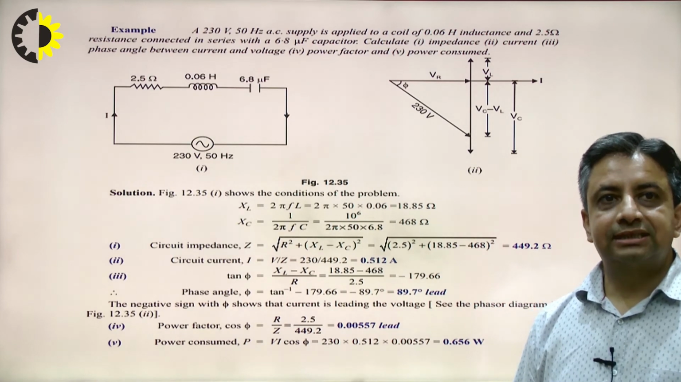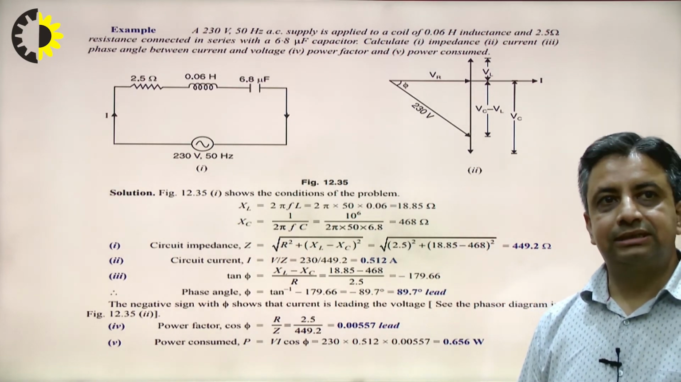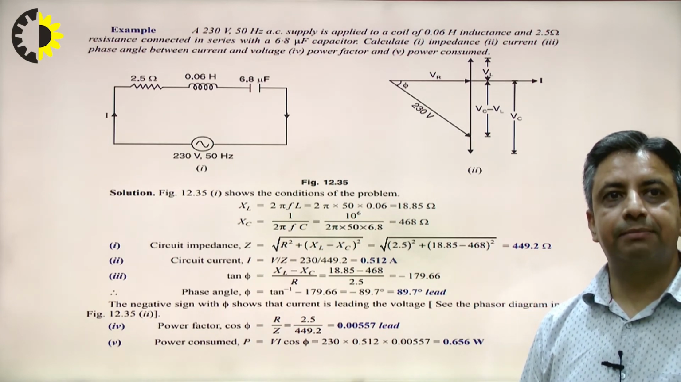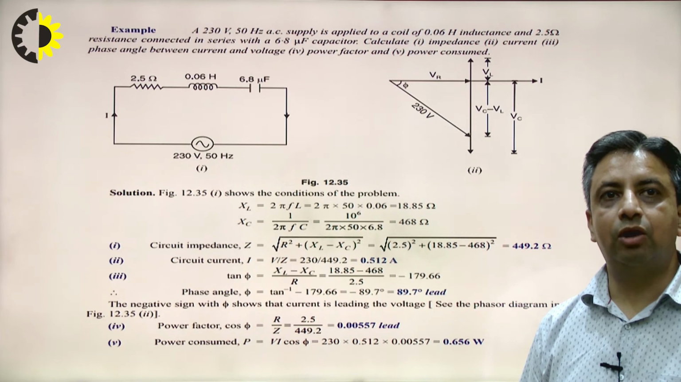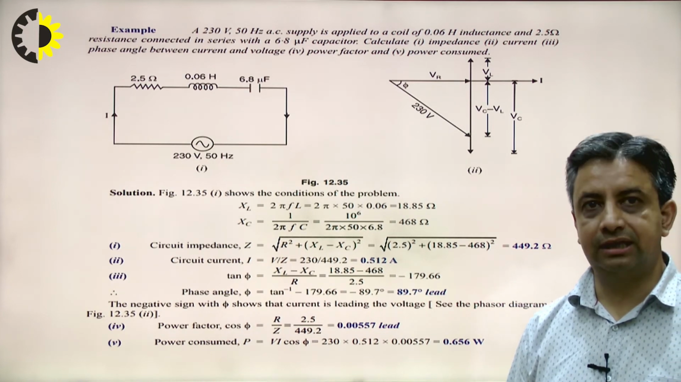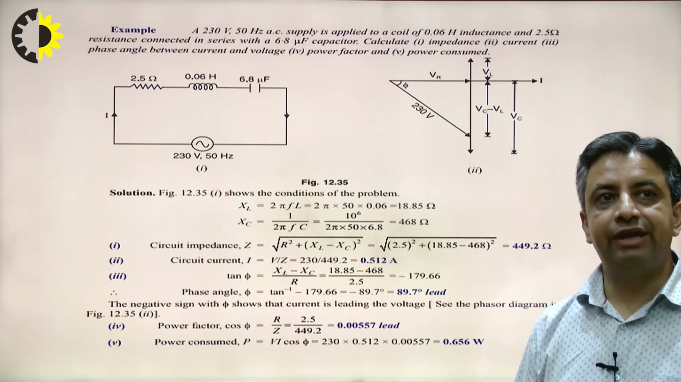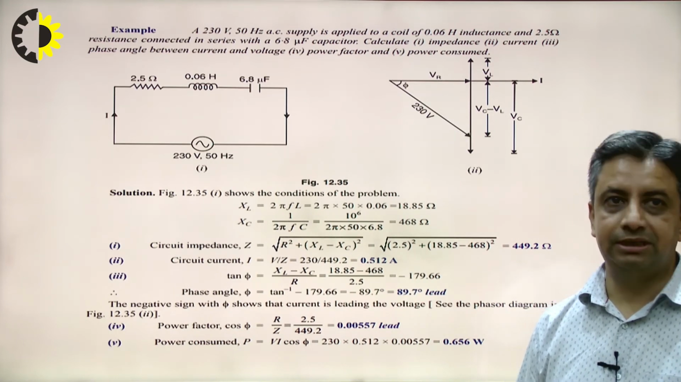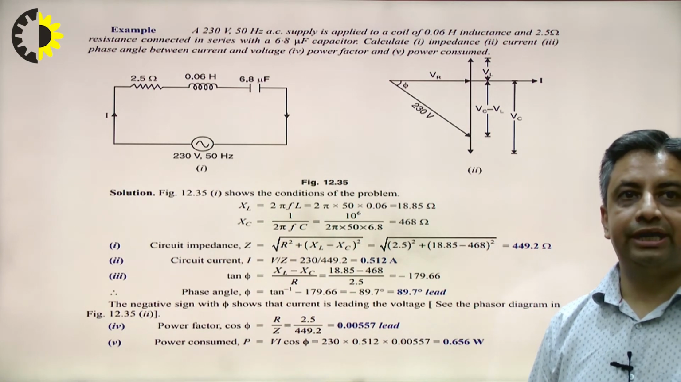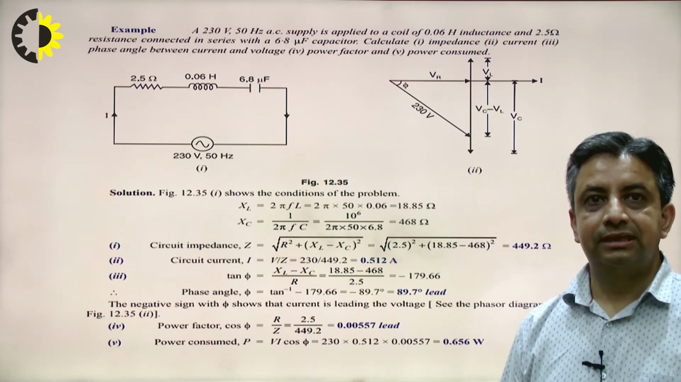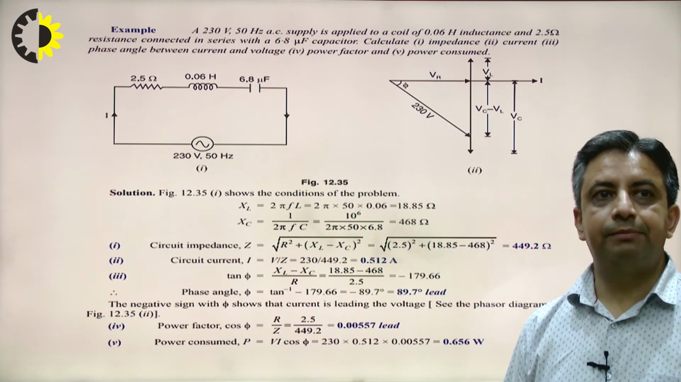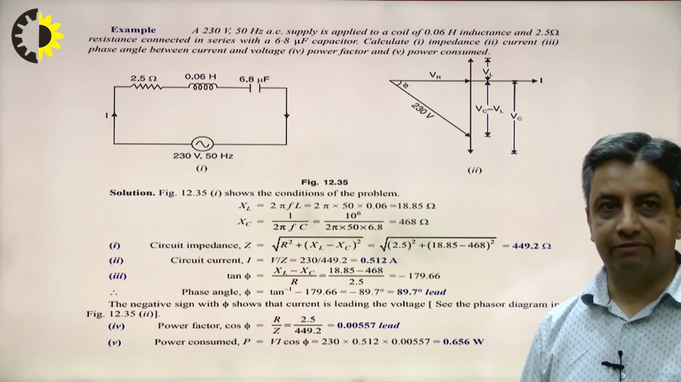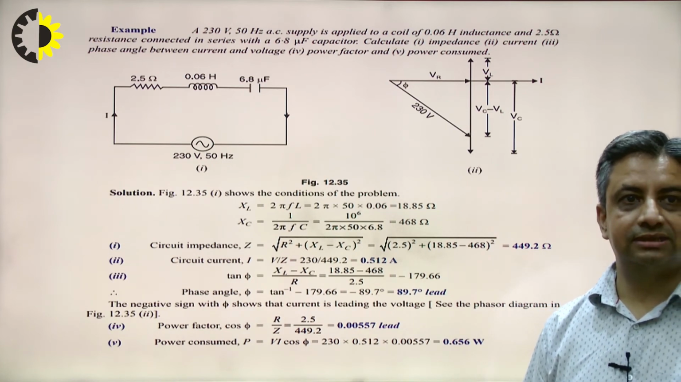Now, let us discuss one numerical related to this series RLC circuit. A 230 volt 50 Hz AC supply is applied to a coil of 0.06 Henry inductance and 2.5 ohm resistance connected in series with a 6.8 microfarad capacitor. We have to calculate impedance, current, phase angle between current and voltage, power factor, and the last thing is power consumed. So, let us discuss one by one.